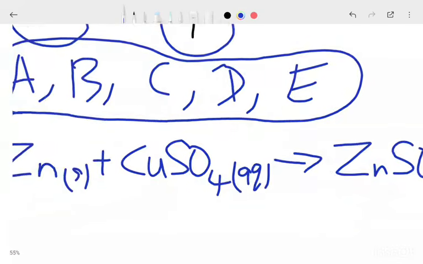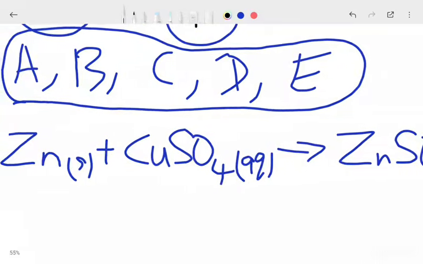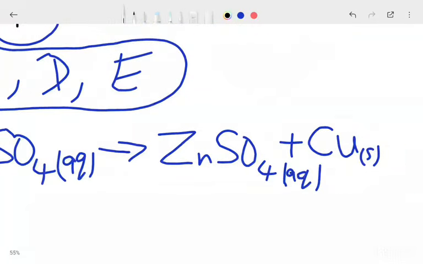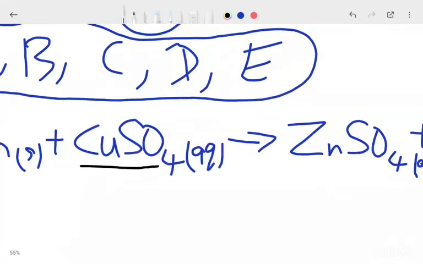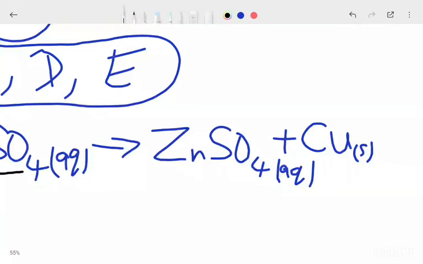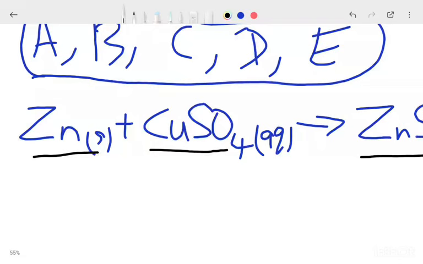Now can you identify what just happened here? You notice that copper has been replaced by zinc. Can you see it? Here we have copper, and here zinc is just standing alone. But here, look at it, zinc is now taking the position of copper. Look at copper here. Are you getting it now? So what can you conclude? You can conclude that zinc is more electropositive.